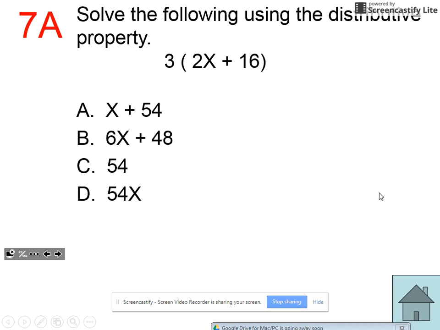Solve the following using the distributive property. 3 parentheses 2x plus 16. Go ahead and pause the video now so students have a chance to work this out, and press unpause when they are ready to move on.